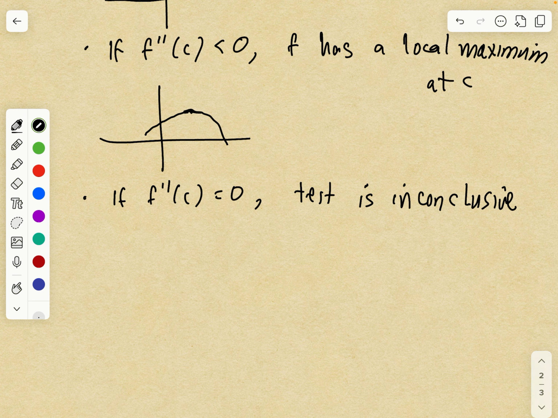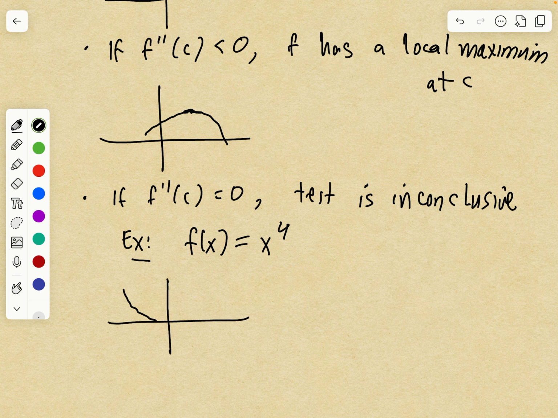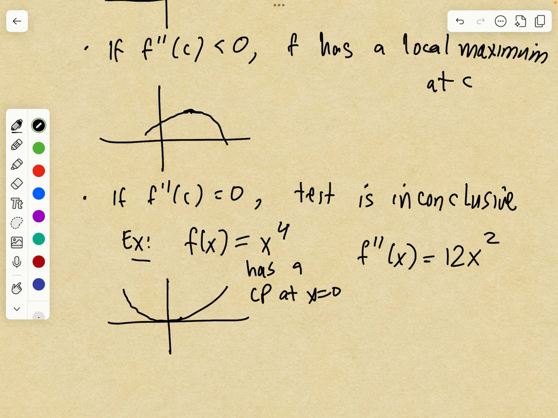So the good example to remember is if you have f of x equals x to the 4th power, that's going to look like this. So you have a local minimum at x equals 0. This has a critical point at x equals 0, but if you take the second derivative, you get 12x squared, and the second derivative is 0, but you still have a local minimum.